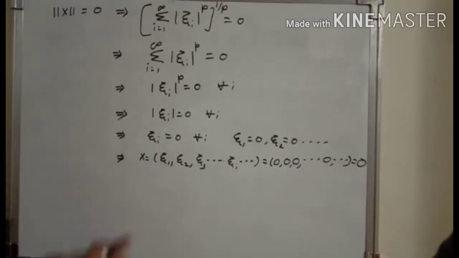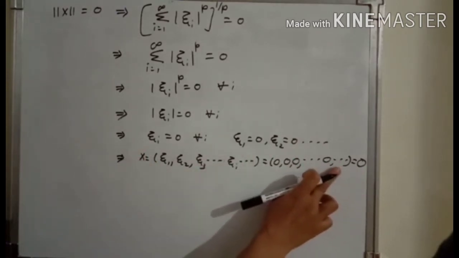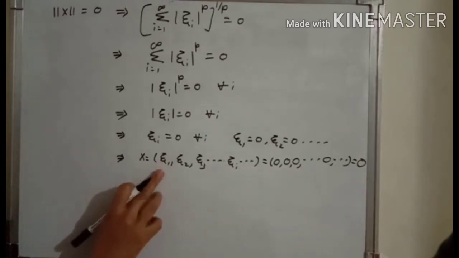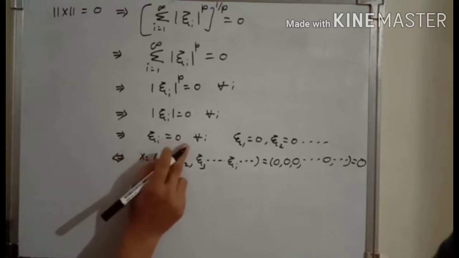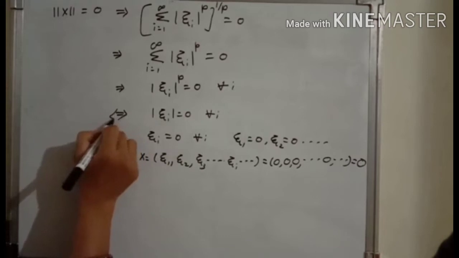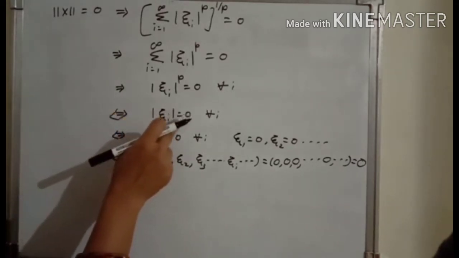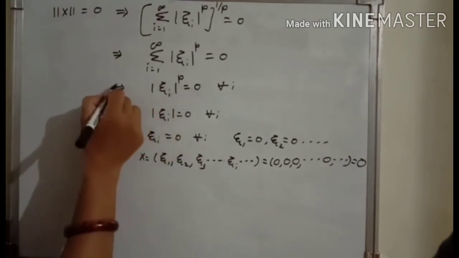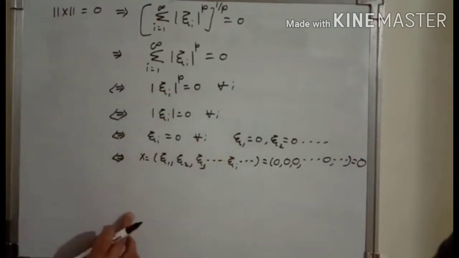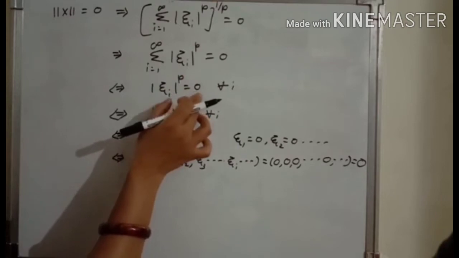Now conversely, we start with x equals 0. That means all its coordinates are 0. That means all xi_i's are 0. It implies that xi_i equals 0 for all i. Xi_i equals 0 implies that its absolute value is also equal to 0. That absolute value equals 0, therefore its pth power is also equal to 0. Now it is true for each i, that means for each i, |xi_i|^p equals 0.